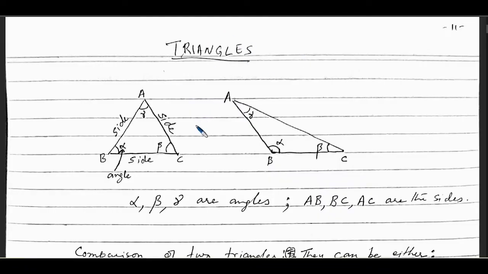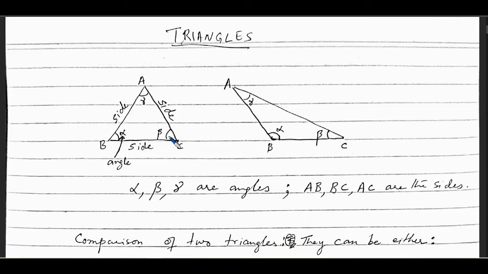What are triangles? A triangle has three sides, so it is also a polygon. It has three sides, side 1, side 2 and side 3, and it has three angles, which I denote as alpha, beta, gamma. So this is an acute angle triangle, where all angles are less than 90. And this is an obtuse angle triangle, where this alpha is greater than 90.